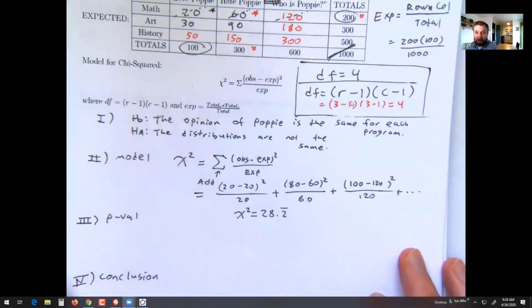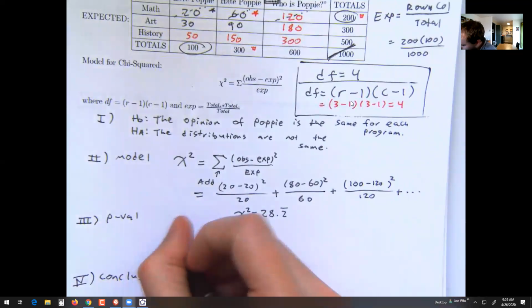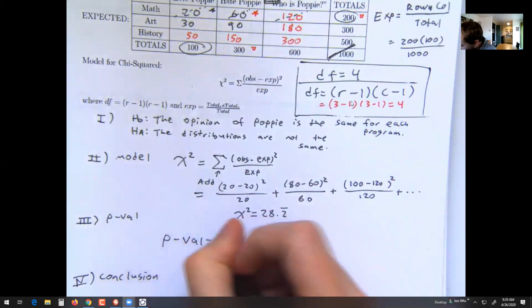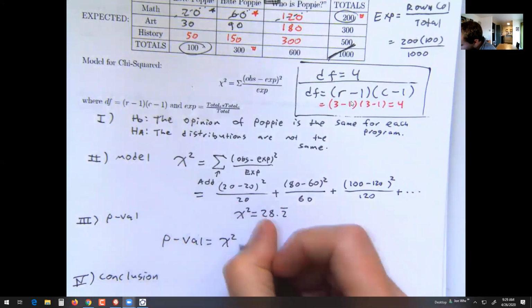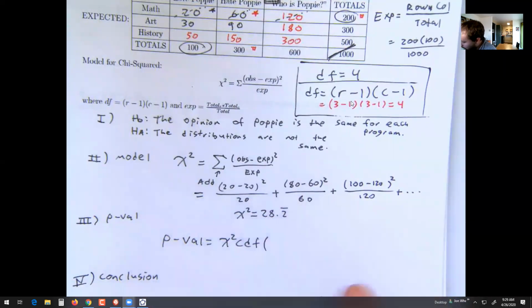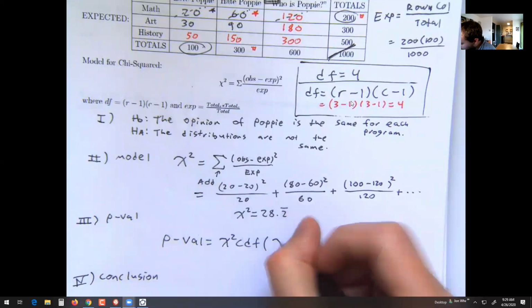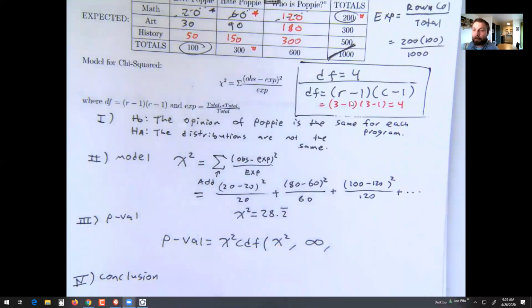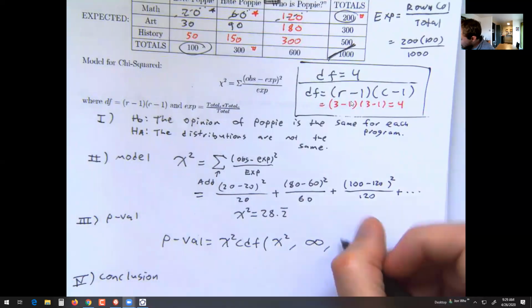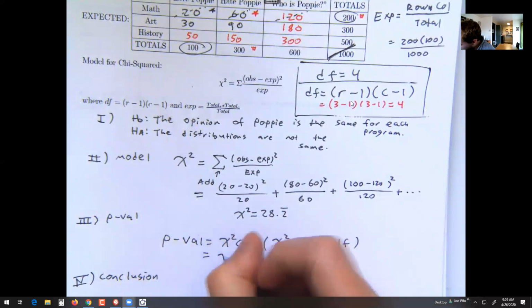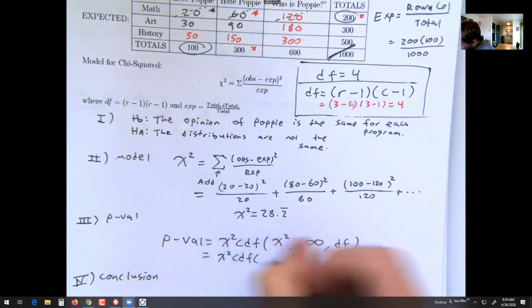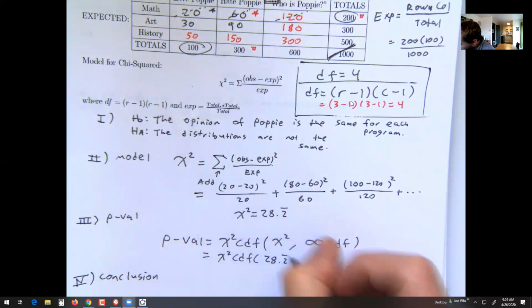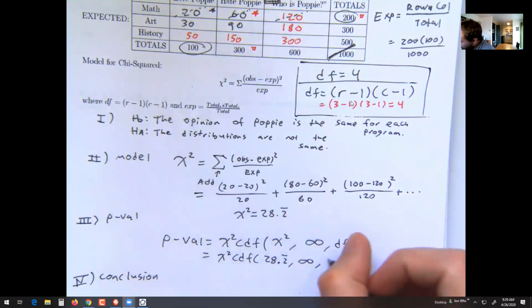Chi-squared is always a right-tailed test. So when I want to look up this value, I'm going to have chi-squared CDF. Whatever my chi-squared number is, up to infinity, it's a right-tailed test, varying this much or more. And then I'll have my degree of freedom. So for example, I have a chi-squared CDF of 28.2 repeating for this problem, comma infinity, comma, my degree of freedom was 4.